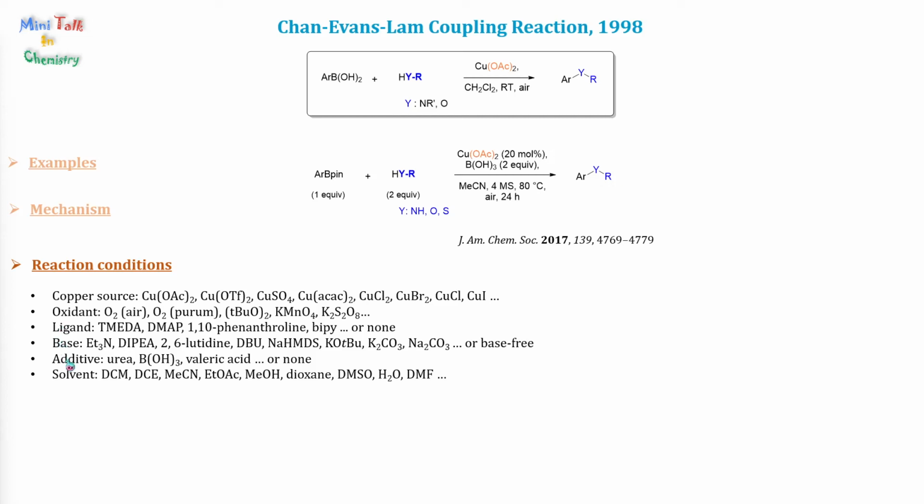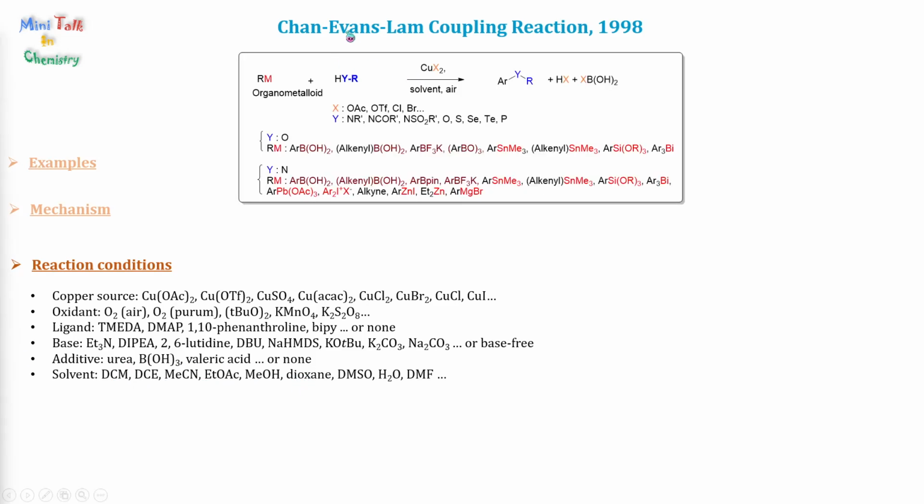Ligand, base, and additive can be added to reduce the reaction time. The reaction is tolerant to a wide range of solvents such as dichloromethane, acetonitrile, dioxane, etc. In terms of nucleophiles, the Chan-Evans-Lam coupling reaction has a broad scope. By now, the scope of the reaction includes many other heteroatoms besides nitrogen and oxygen. The boronic acid could be replaced by other organometalloids such as stannane, silane, zinc, or magnesium.